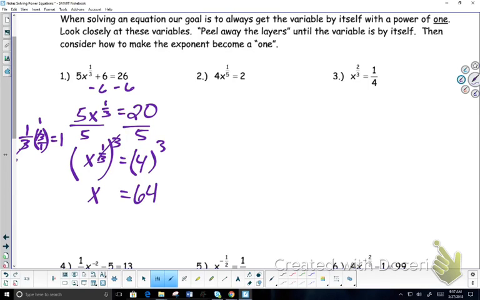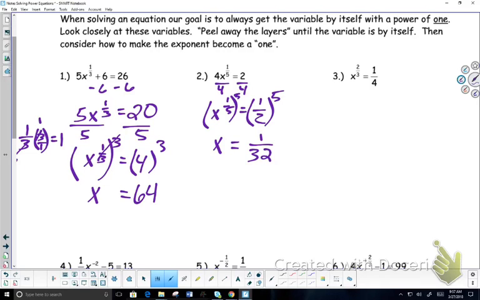The next one, you're going to have to divide by 4. So we get x to the 1/5 equals 1/2. Then I'm going to raise this 1/5 to its reciprocal, the 5th power. These will cancel, giving me x, and then I've got 1/2 to the 5th power. 1 to the 5th power is 1. 2 to the 5th power is 32. Remember, the exponent goes with everything in the parentheses.